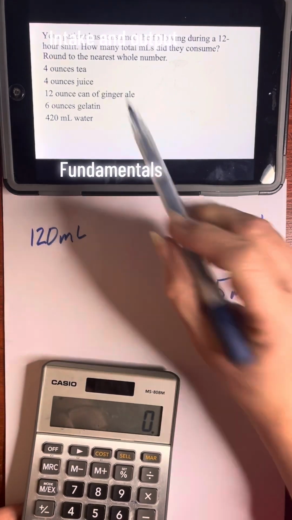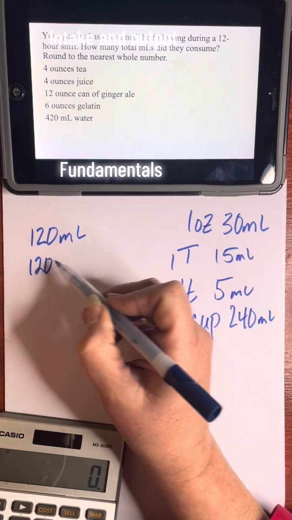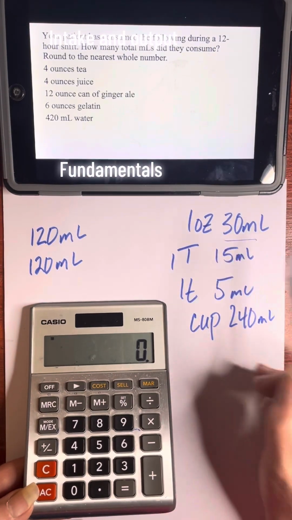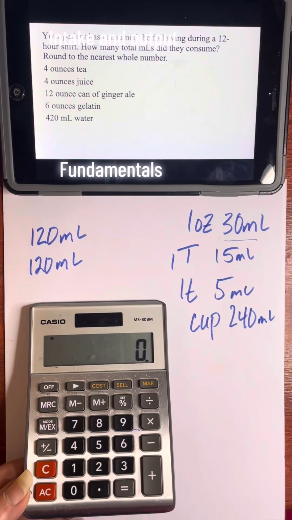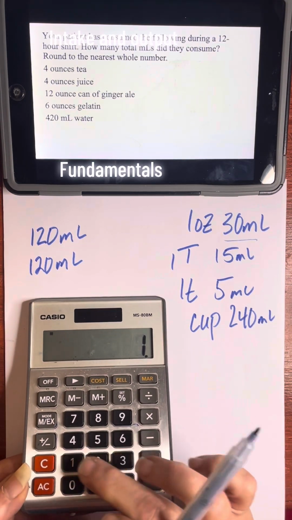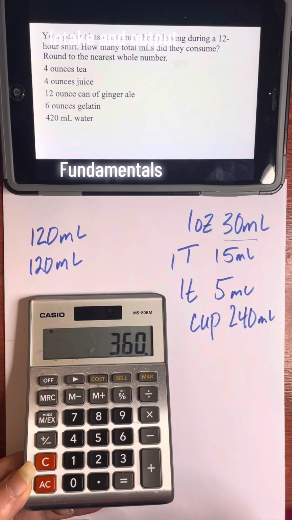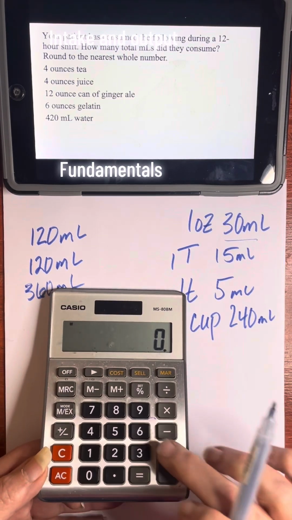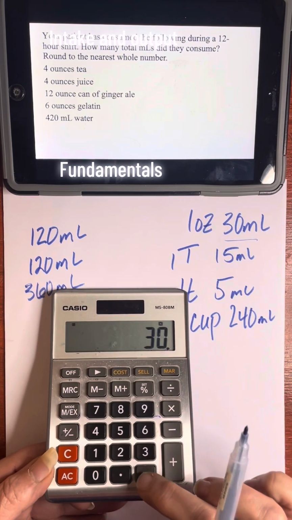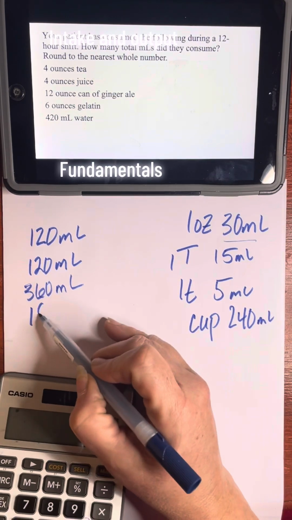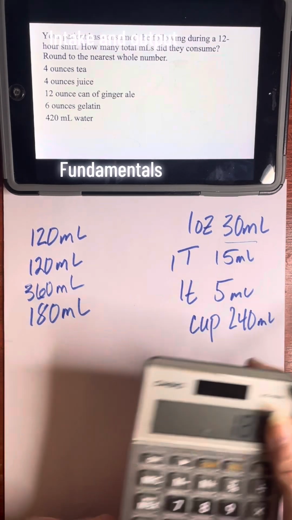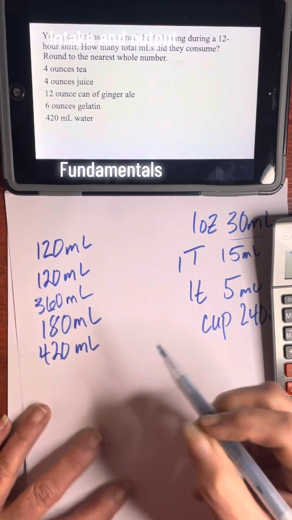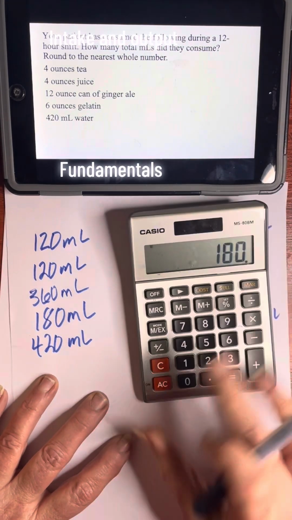They did 4 ounces of juice. Cool. We're going to duplicate that. They had 12 ounces of ginger ale. See, you got to know 30 milliliters because they want your answer in milliliters. 12 times 30 equals 360 mLs. And then they had 6 ounces of gelatin. That's 180 mLs. And they had 420 milliliters of water.